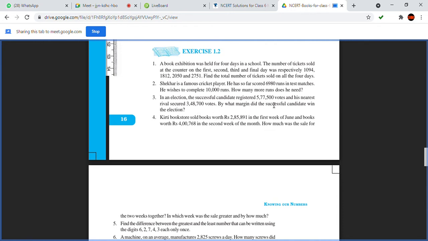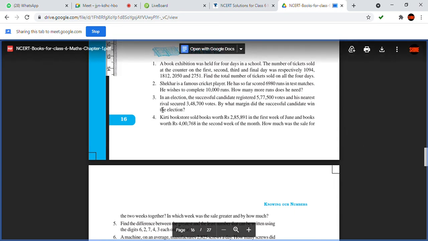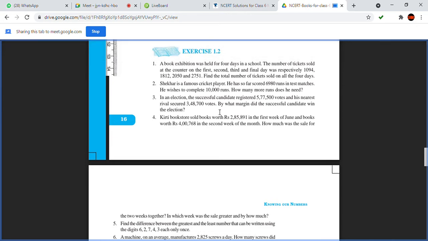5 minus 3 we did. The same way here, from the larger number, the votes the first person got, we subtract the second person's number of votes, then we can find the answer. So all of you write the first step. We can write number of votes secured by the first candidate, or number of votes by the first candidate.